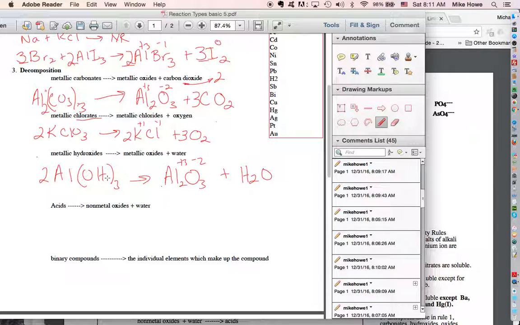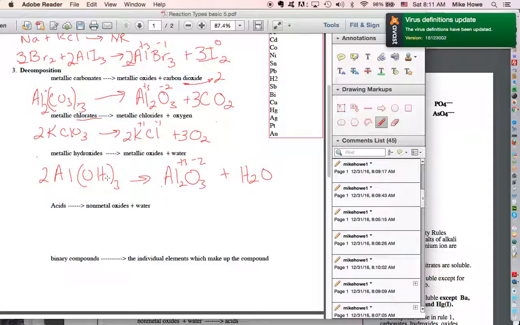And then there are hydrogens on the left side, and there's 2 times 3 is 6 hydrogens, so over here is 2, so put a 3 there to make 6. Now look at the oxygens: 3 here, and 2 times 3 is 6, so we're balanced.